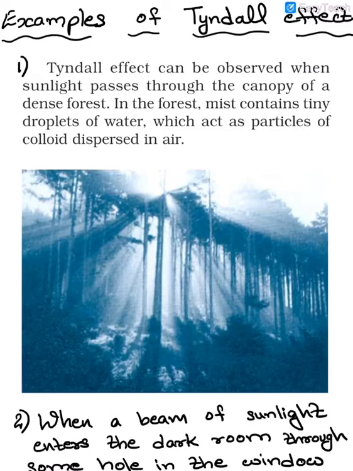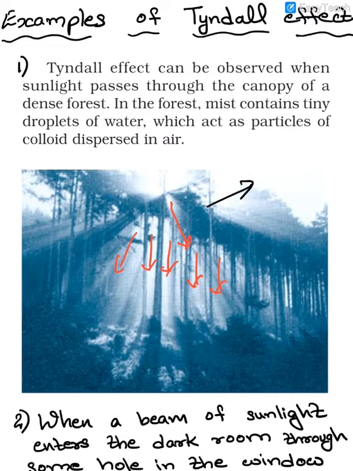Okay, so we will see some examples of Tyndall effect. First example: we can observe Tyndall effect when sunlight passes through the canopy of a dense forest. Now what is the meaning of canopy? See here, you can see a dense forest. There is some space between these plants. Can you see this light coming out from these small places between the plants? This we call the canopy.